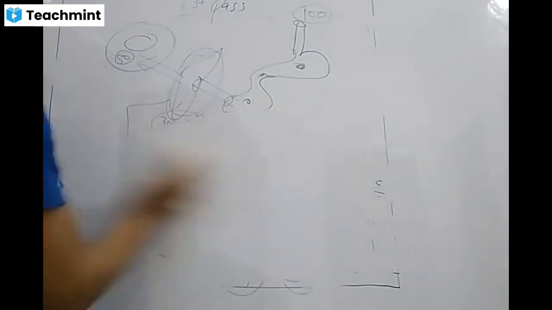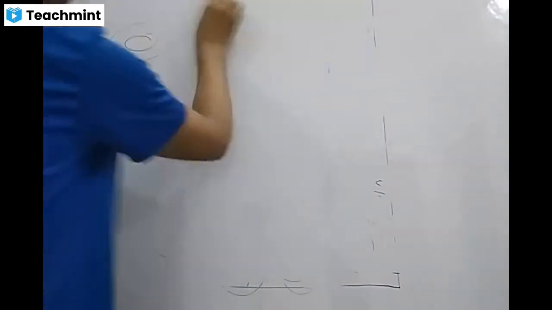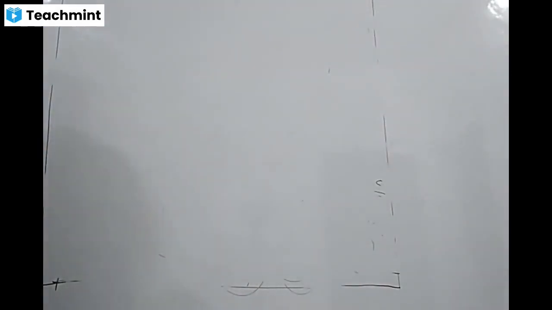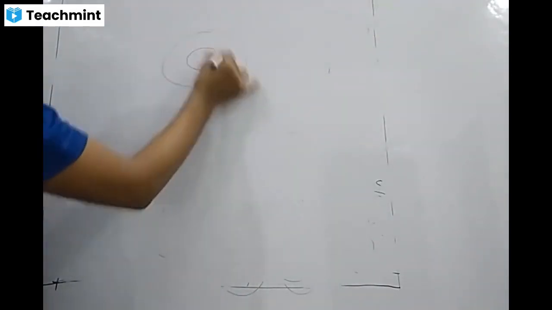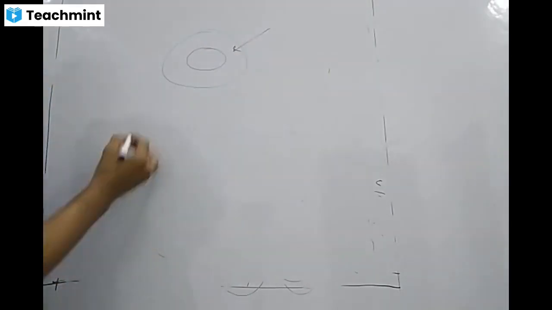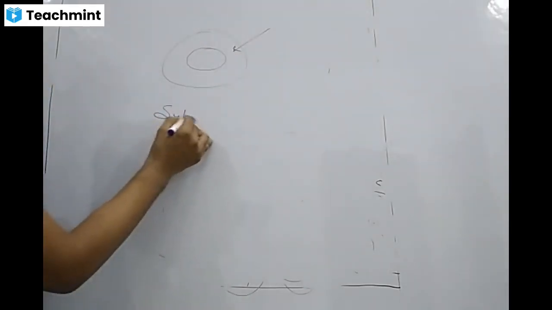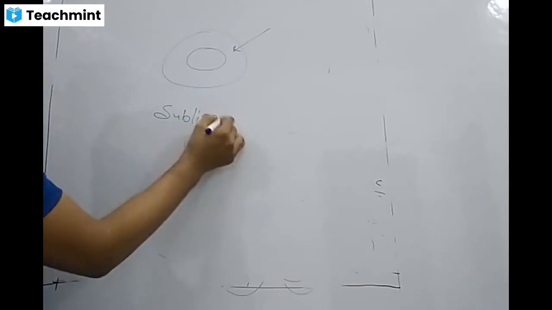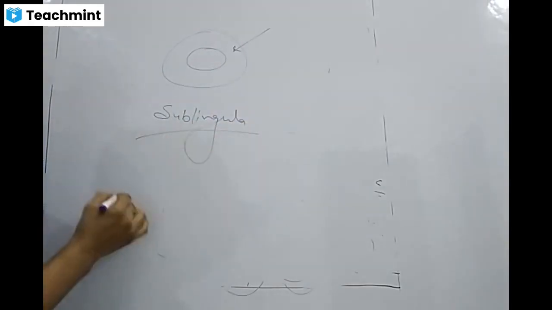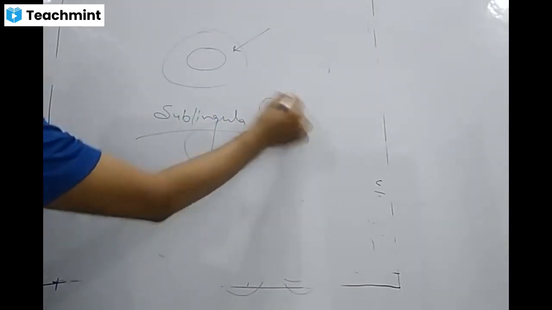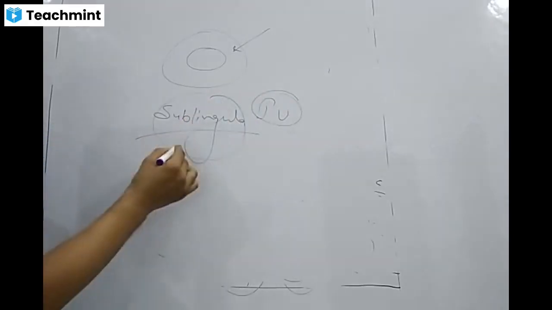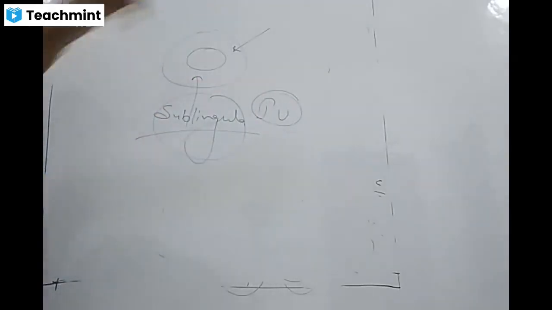There are some routes where this first pass metabolism will not be there. It means the drug will enter directly into the circulation, like sublingual route, IV route. Drug will enter into the general circulation. It will not enter into liver. So no first pass effect.